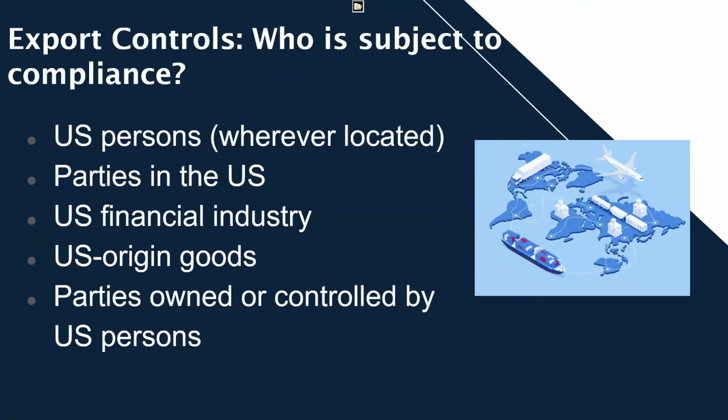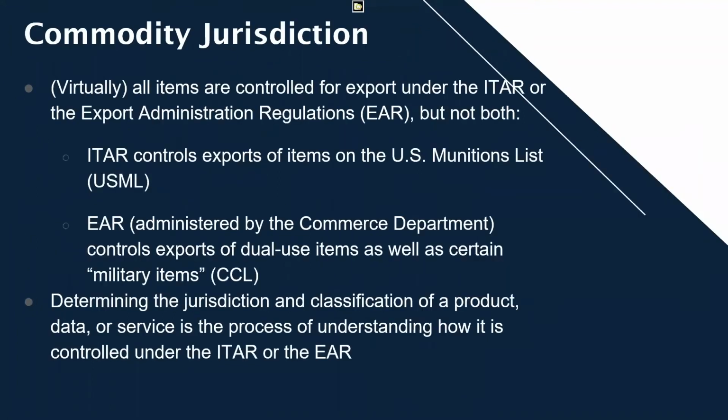And it's important that you know who you're doing business with and where your money's going to, because the US has jurisdiction over those transactions wherever they're located. And I'll go into that a little bit more. So what is commodity jurisdiction? Which one of these agencies has jurisdiction over your export or your item or your technology?